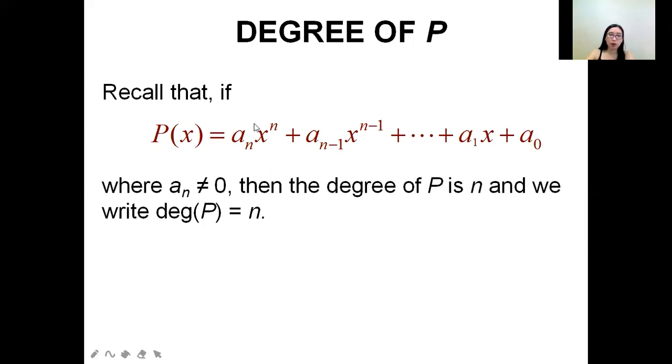Degree of P, we recall that if P of x is equal to a sub n times x to the power of n, plus, then tama na siya, mahimo siya a sub 0. So, summation na siya, no? Where a sub n is not equal to 0, then the degree of p is n, and we write the degree of p is equal to n.